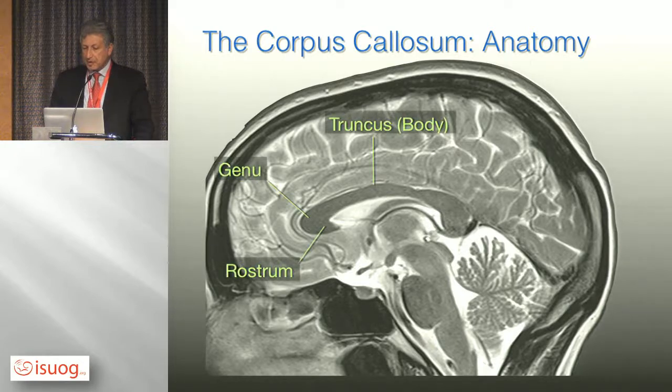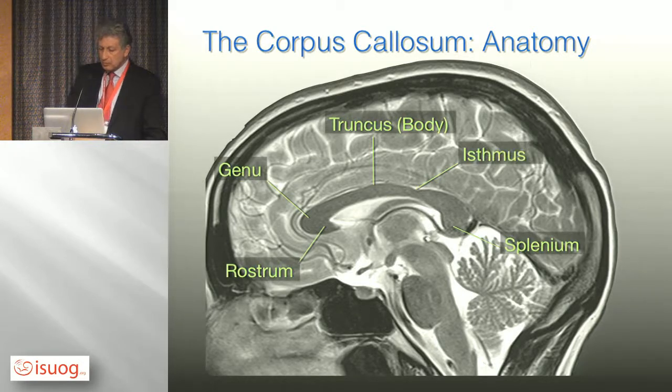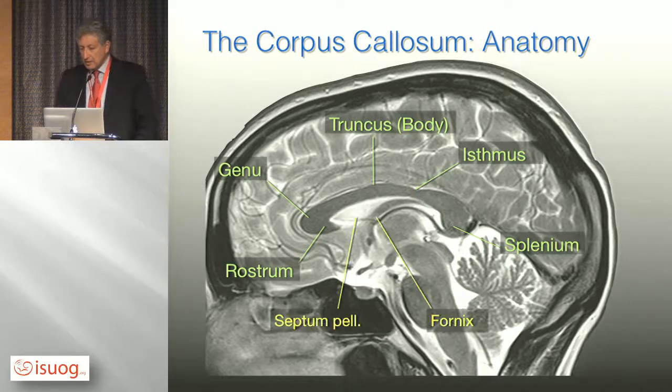We have different parts of the corpus callosum: the rostrum, which is the most anterior part, the knee, the body of the corpus callosum, the splenium, and this part is the isthmus, which is very thin. And as you have seen in the live demo, the fornix and the septum pellucidum in the child and the adult.